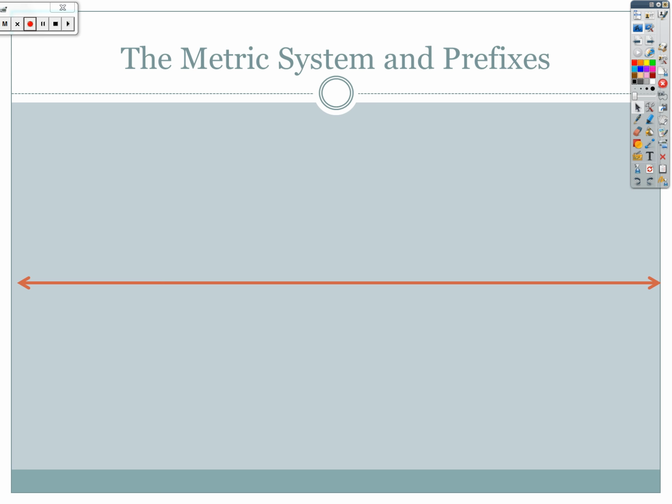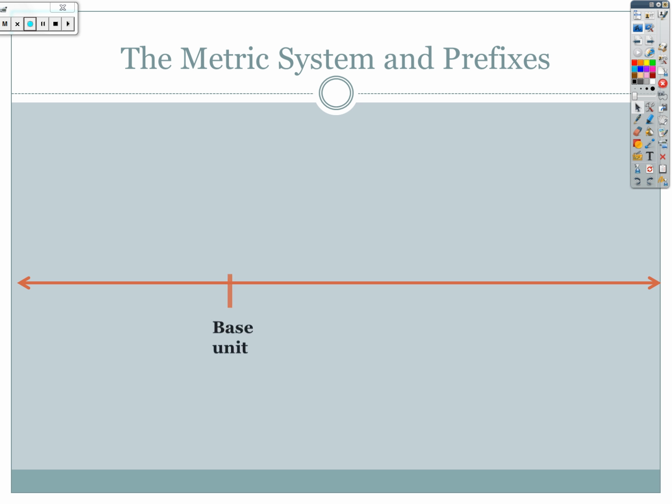So let's talk about prefixes. We have a nice long spectrum here, and this is where our prefixes are going to go, and these prefixes are attached to the beginning of all the base units, except for, of course, mass, because the mass already has a prefix attached to it. The kilo is the prefix to the gram.